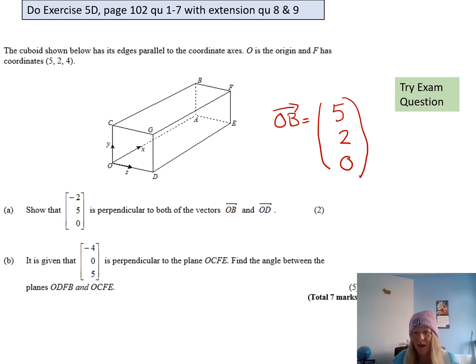And then you've basically got to dot that with this. If you remember, dots, not cross, if you dot two vectors together, then they're perpendicular. You can work out OD again using F as your helper and dot those together and see if they give you 0, and if they do, then they're perpendicular. Pause again if you need.